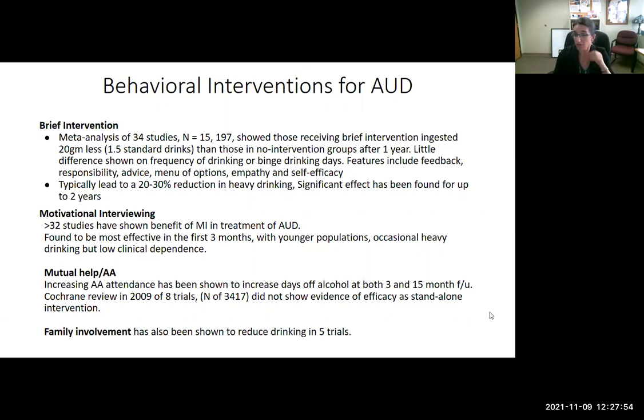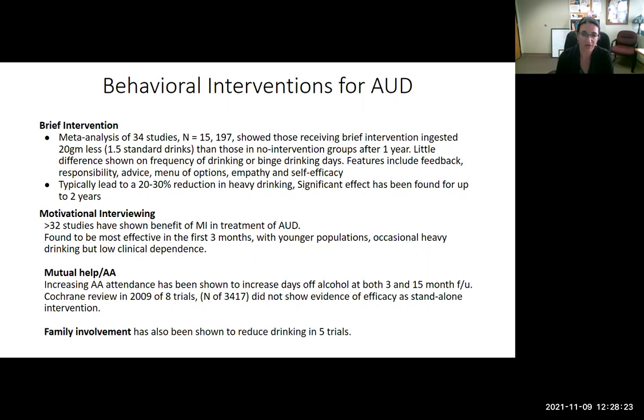And the features of brief intervention, I know that Dr. Maley goes into this in much better and great detail in her talks, include feedback, responsibility, advice, providing a menu of options, and then expressing empathy and supporting self-efficacy. And typically these lead to a 20 to 30% reduction in heavy drinking with a significant effect for up to 2 years.